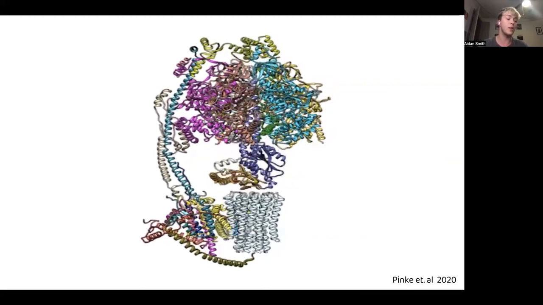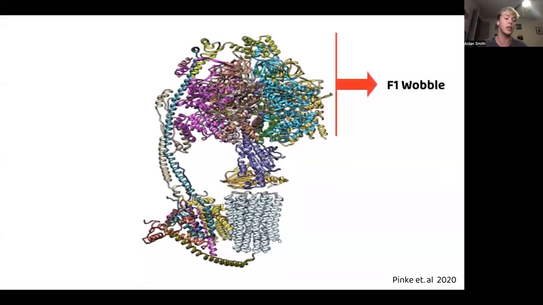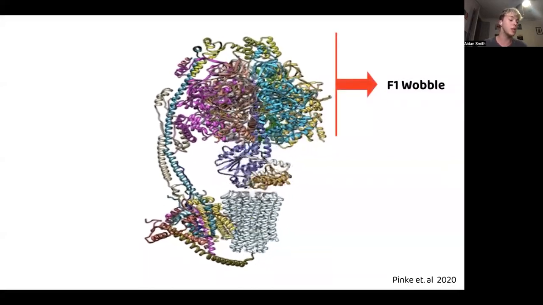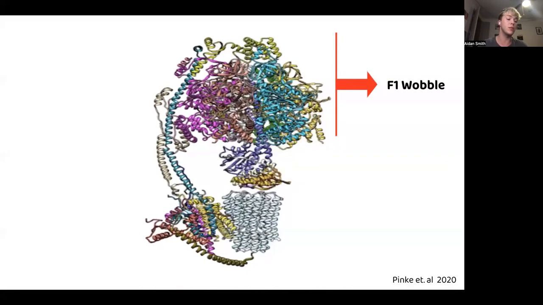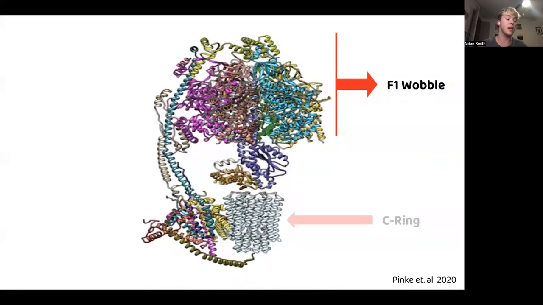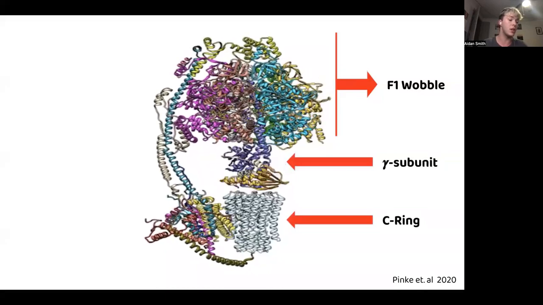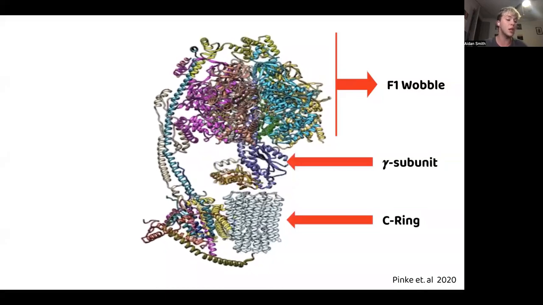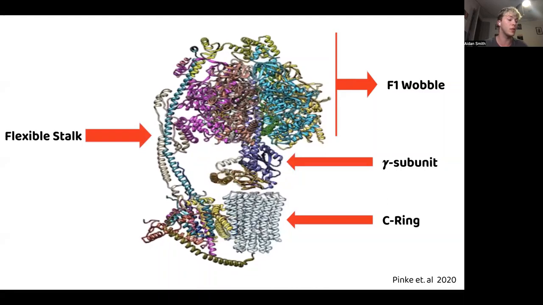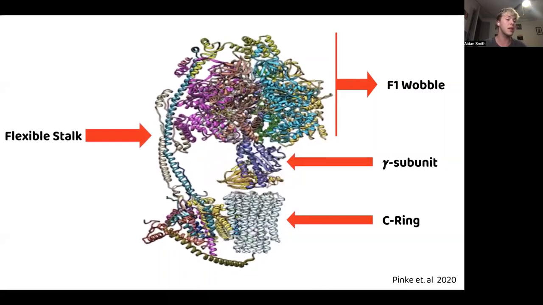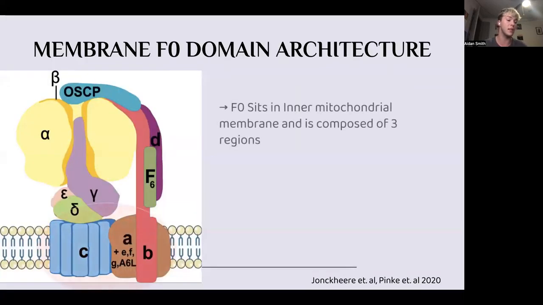Here we can see how the entire F1 subunit wobbles slightly with each catalytic rotation. Additionally, we get a good visualization of the two main rotational subunits of the enzyme, the C-ring alpha helix cluster and the gamma subunit, along with the visualization of how the peripheral stalk stretches and accommodates for the wobbling of the F1 domain. Next, the researchers analyzed the F0 domain of ATP synthase.